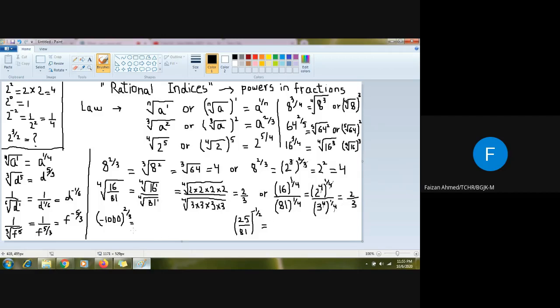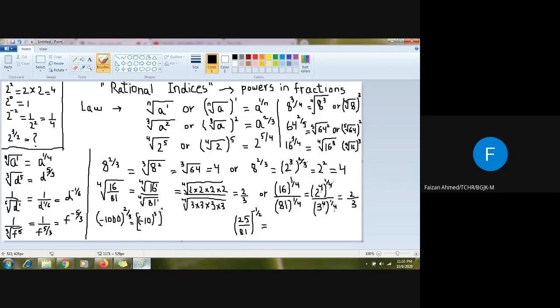We have two more questions. We have minus 1000 to the power 2 upon 3. Since there is a 3 over here, you have to think of a number whose third power is 1000. So my answer will be 10, because I know that minus 10 cubed is minus 1000, and I have to write this minus sign as well. And I will use a square bracket since there is a negative sign inside.